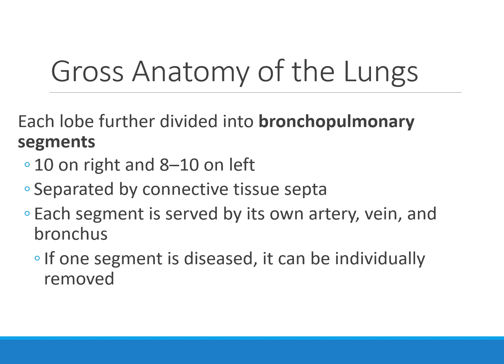Each segment is served with its own artery, vein, and bronchus. So if one segment is diseased, it can be removed individually. You may have heard of somebody having a part of their lung removed, and what they do is remove one individual segment. Sometimes they have to end up removing all the segments in one lobe as well.